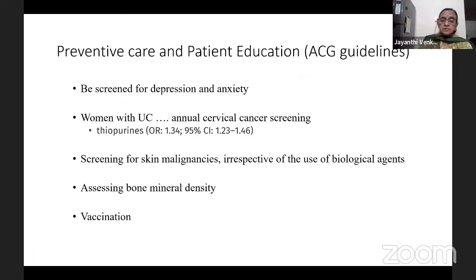So, last word on preventive management. All patients with ulcerative colitis should be screened for depression and anxiety, as they are patients on steroids. Women with ulcerative colitis are at high risk for cervical cancer, especially those on thiopurines, and therefore they may need the papillomavirus vaccination. Screening for skin malignancies should be done periodically, especially in those on immunomodulators. Bone mineral density should also be checked, and they should be supplemented with vitamin D and calcium.